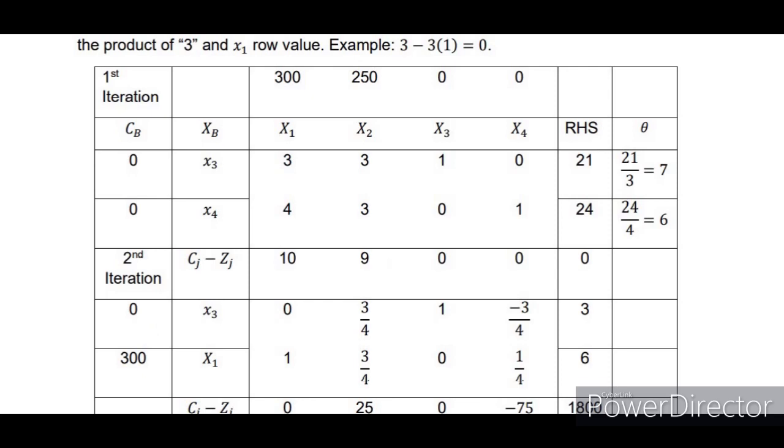Next. How do we get the value 1,800 here? So we simply multiply 0 and 3, so it is 0. 300 times 6 is 1,800. So 0 plus 1,800 is equal to 1,800. Okay?